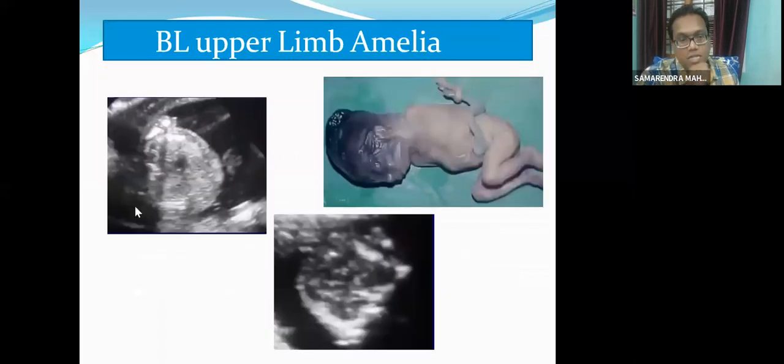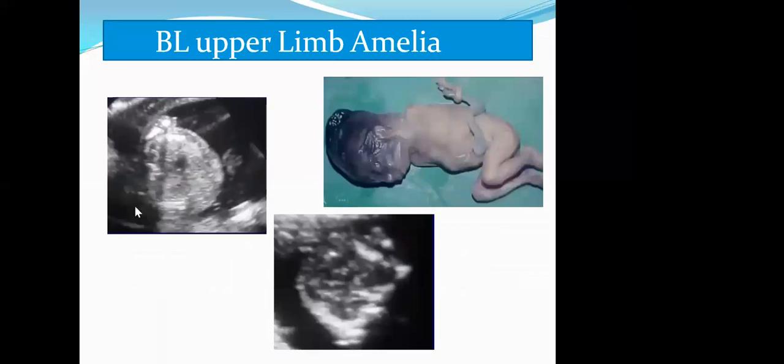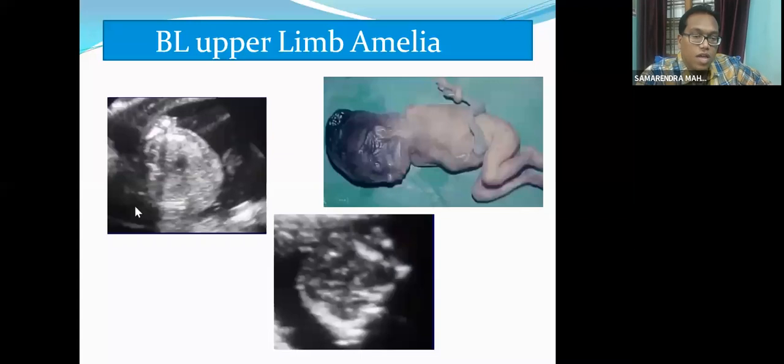So this is a case. The left upper grayscale image shows a section of the fetal chest, but no section of the upper limb is visible. On careful examination, even at the level of the four chamber view of the heart, in the image below, we are not able to see any upper limb in section. And this is the post-delivery image of the fetus, where none of the upper limbs is present, but both the lower limbs are present. It is a case of bilateral upper limb amelia.